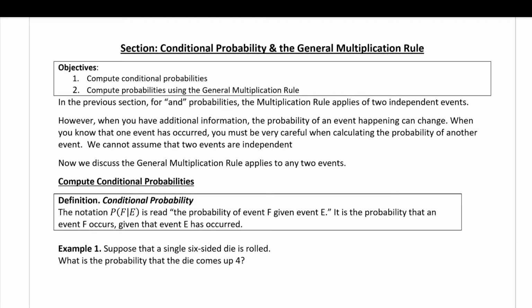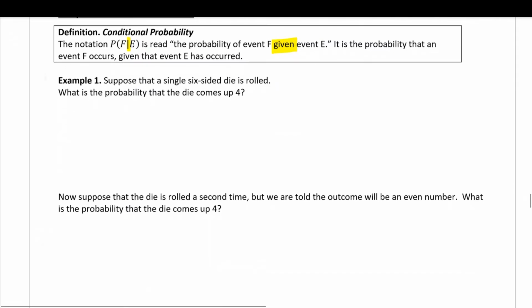So let's go ahead and start to talk about that. Definition: conditional probability. The notation P of F with the vertical bar down the center, E, is read the probability of event F given event E. So it's the probability that an event F occurs given that event E has already occurred. All right, so let's demonstrate this with the example here.